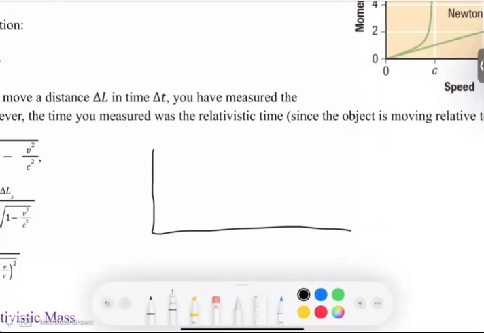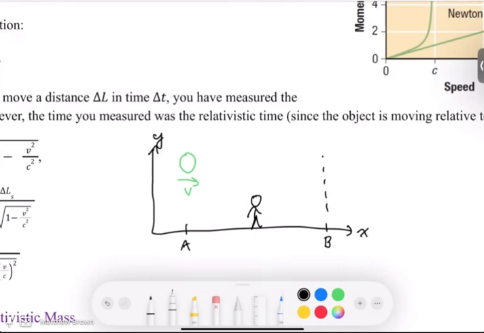I'm at rest in this reference frame, right? And I'm measuring some object, it doesn't really matter what it is, moving with some speed v. I'm definitely measuring the proper length if I'm measuring the time it takes this object to go from A to B. We'll just deal with linear motion, so some later time it's going to be here.